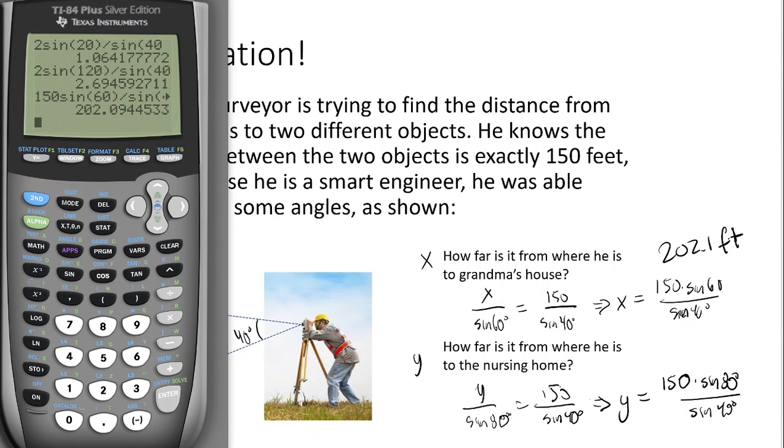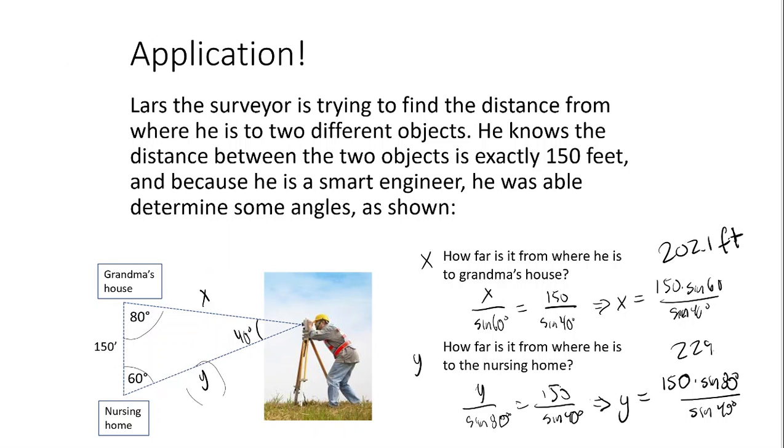So 150 times the sine of 80 divided by sine of 40 is 229.8. So it's 229.8 feet. So it is a little farther. It's good that we found that.